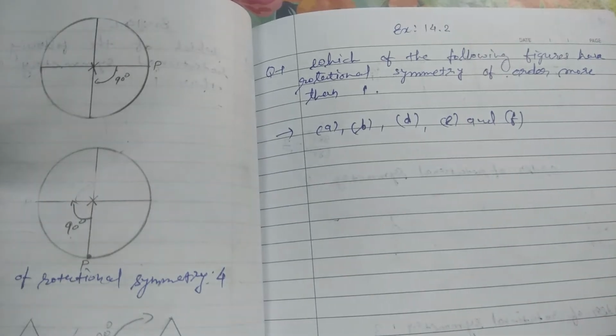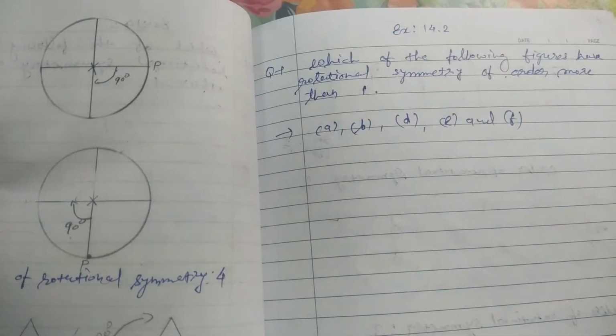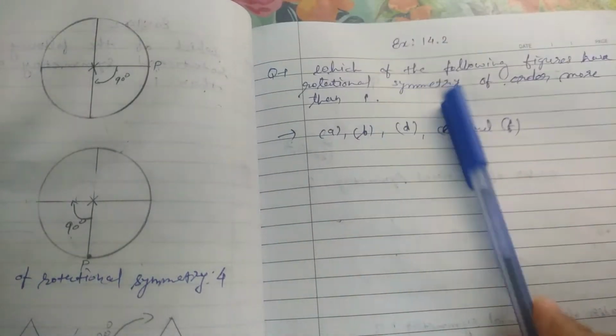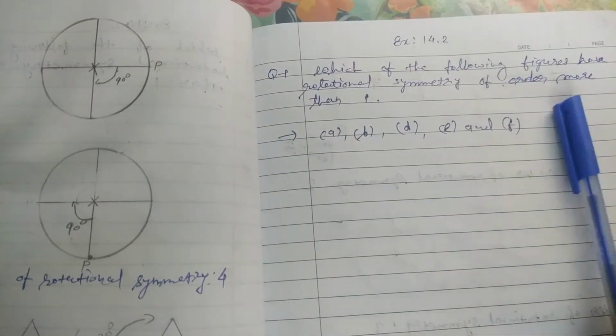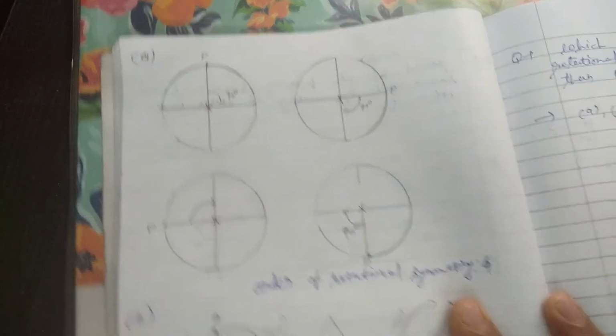Okay, let's solve exercise 14.2. Question number 1. Which of the following figures have rotational symmetry of order more than 1? So here, figure number A.